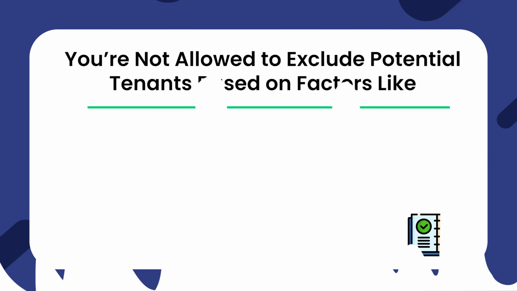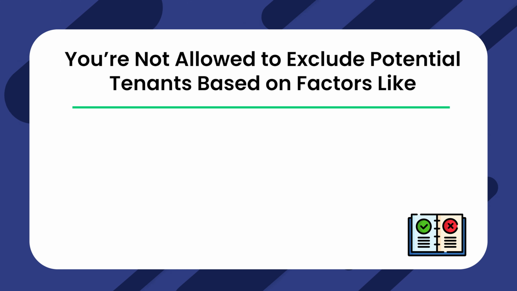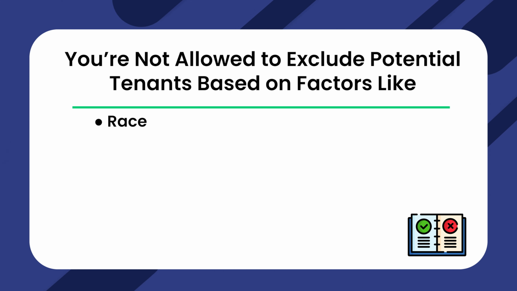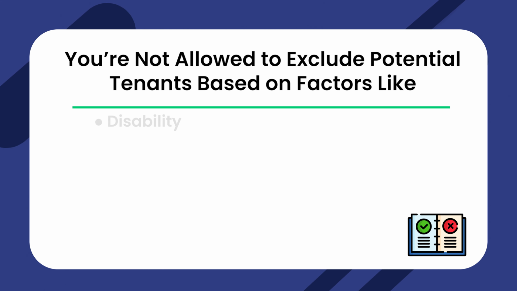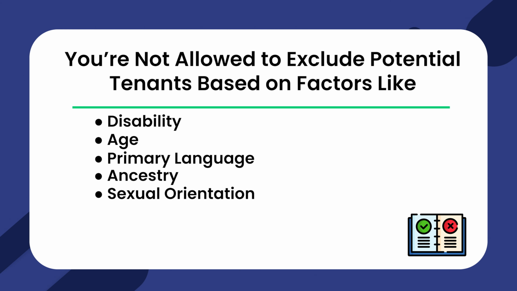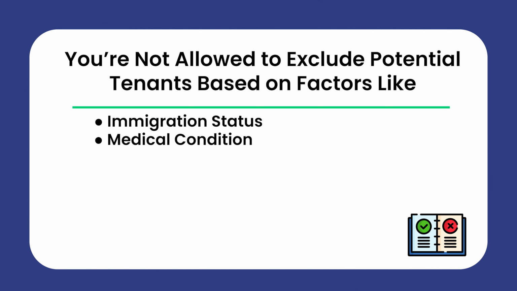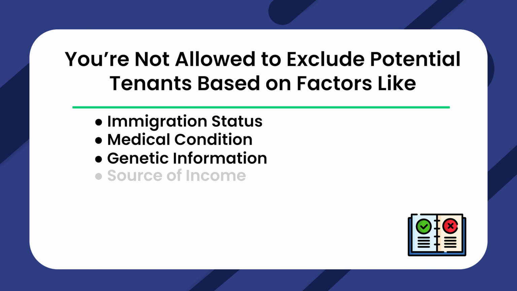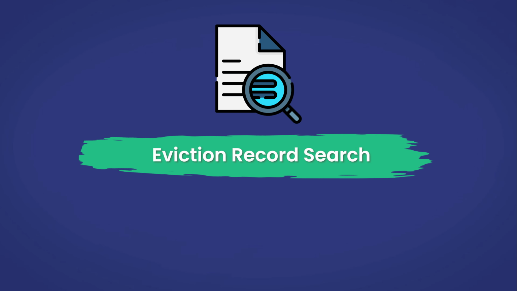Next up, discrimination is a serious issue that landlords and property managers must avoid. Under the Federal Fair Housing Act, you're not allowed to exclude potential tenants based on factors like race, color, nationality, sex, familial status, religion, disability, age, primary language, ancestry, sexual orientation, gender identity, immigration status, medical condition, genetic information, source of income, marital status, and military service.